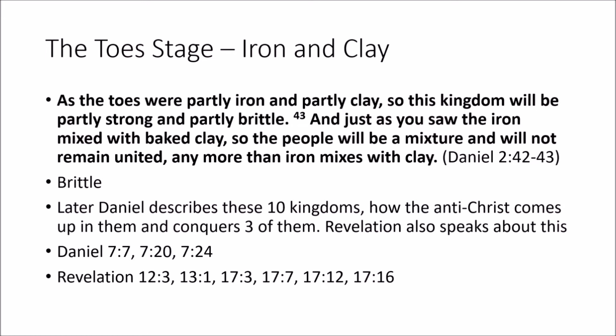And so the 10 toes we see from other prophecies in Daniel are describing 10 kingdoms. And I've talked about that many times in the past. And how the Antichrist comes up in them and conquers 3 of those kingdoms. And Revelation also talks about this, but these verses don't talk about that. It just mentions these 10 toes. But the 10 toes do represent 10 kingdoms that come in the end time.